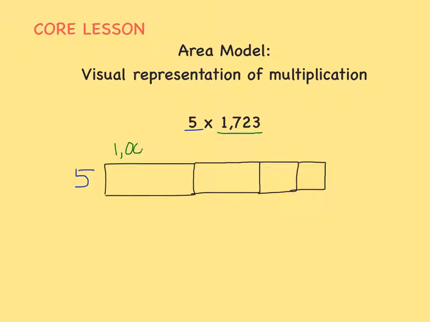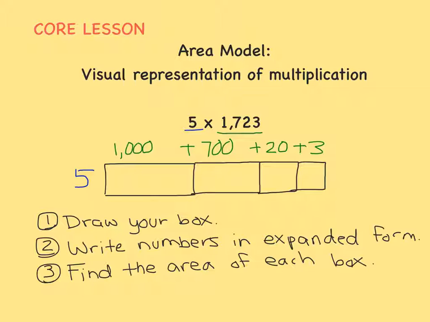1,000 plus 700 plus 20 plus 3. My boxes got smaller because 1,000 is over top the biggest box, 700's over the next biggest, followed by 20, and then a little box for 3. Next, we are going to multiply to find the area of each box.